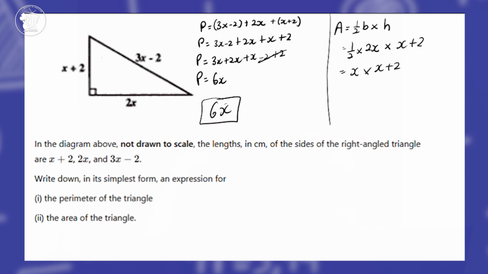We want to be careful with this here. I'll put x multiplied by x plus 2 in brackets because this x has to multiply everything. So we use the distributive law. This would be the same as x multiplied by everything here. So x times x would be x squared, plus x times 2 would be 2x. So an expression for the area of the triangle would be x squared plus 2x.